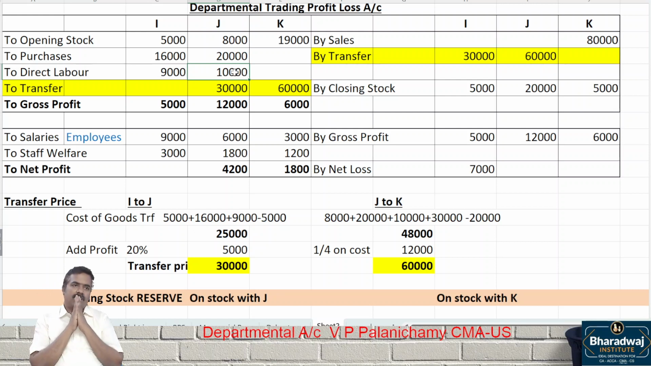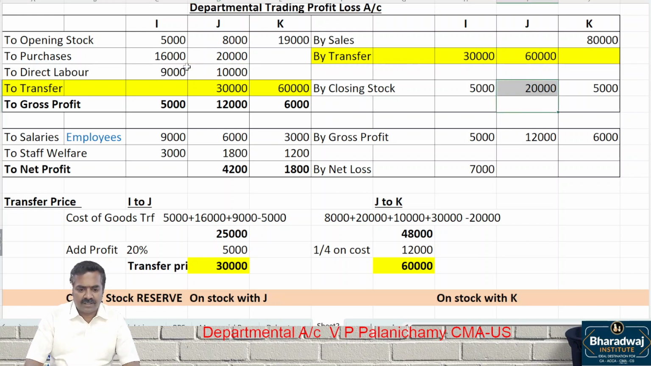So the closing stock on stock with K is 1527. No. In the stock, the closing stock is 20,000. In that, what is the profit element? Normally 3333, not 3,333. Think. In the closing stock, there is material cost and the balance expense cost. There may be. Yes.